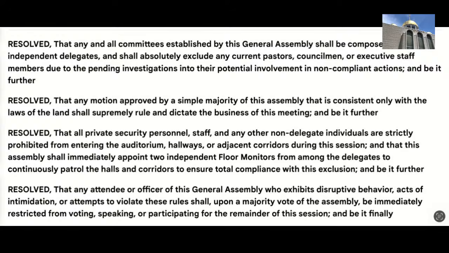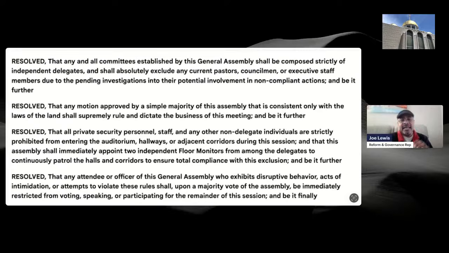Appoint 2 independent floor monitors from among the delegates to continuously patrol the halls and corridors to ensure total compliance with this exclusion. And all this is saying is that if you are not a member of the General Assembly, if you are not a delegate, if you are not an individual that's supposed to be inside of the auditorium handling the business of the General Assembly, that you will not be on that side of the door, that you will be on the opposite side of the door with the door shut.